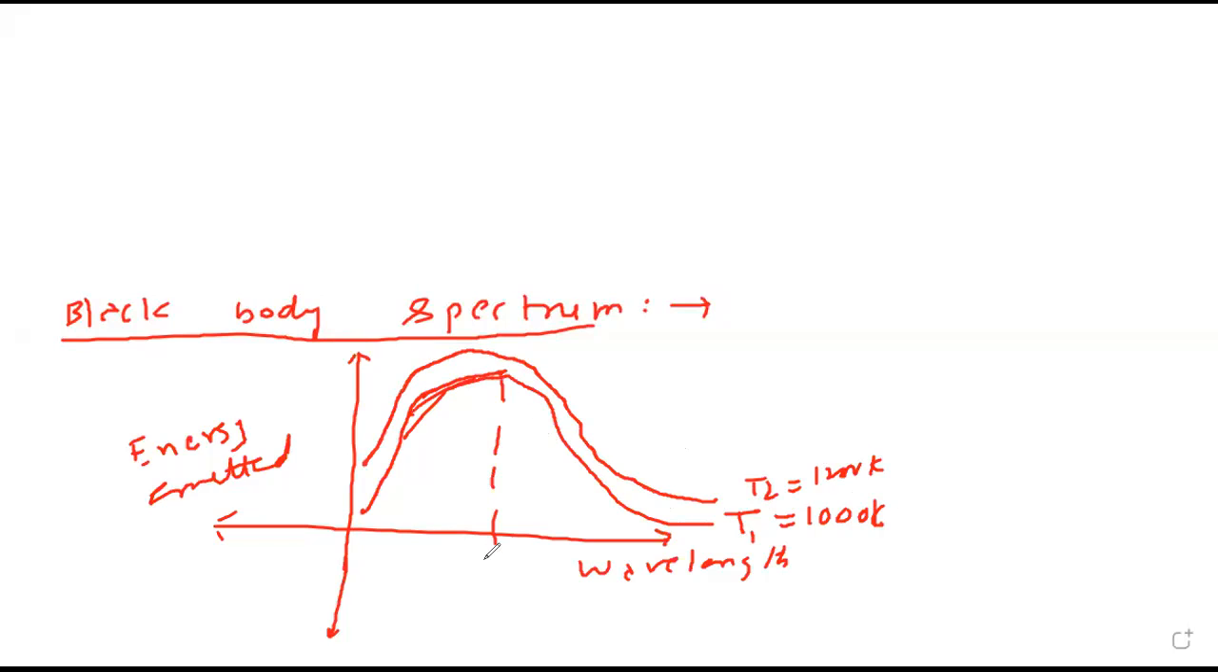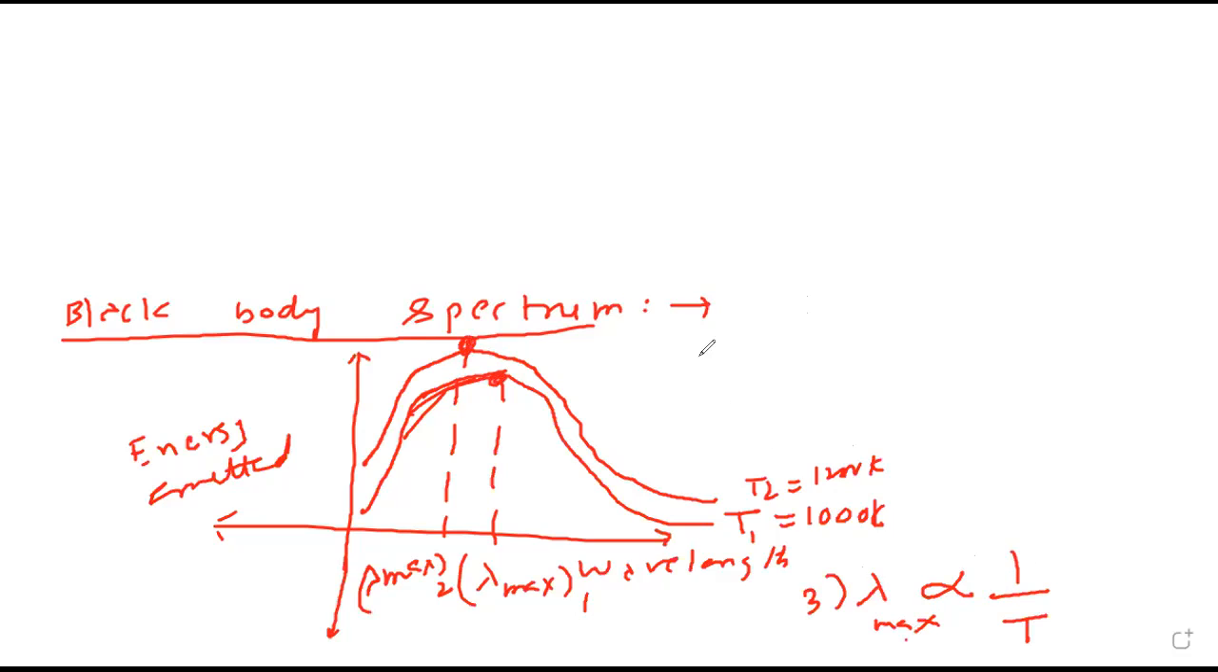So this was lambda corresponding to maximum energy emitted in the first case, and this is lambda corresponding to maximum energy in the second case. So we can see that as temperature is increased, the wavelength corresponding to maximum energy emitted is decreasing. So we can say the wavelength corresponding to maximum intensity is inversely proportional to absolute temperature. So black body spectrum means a graph of energy against wavelength at constant temperature.